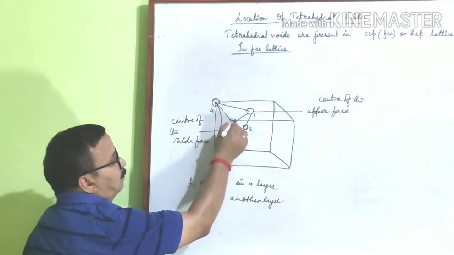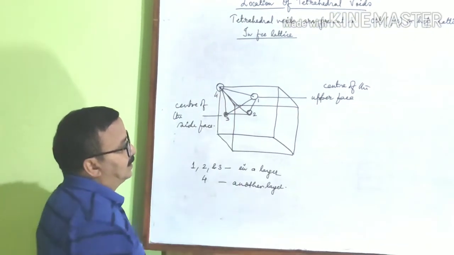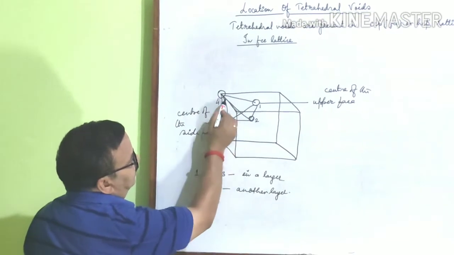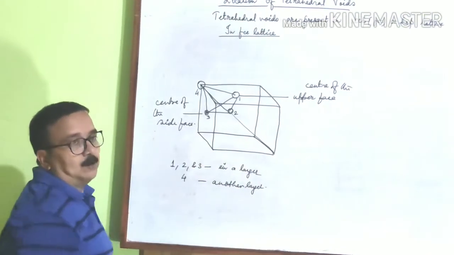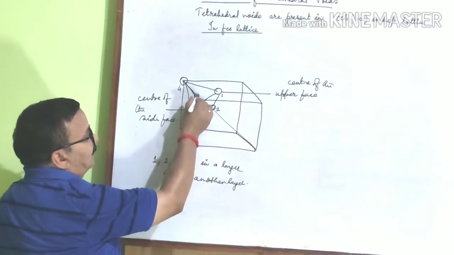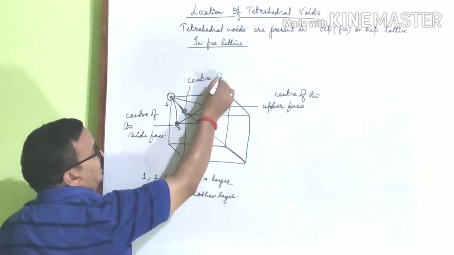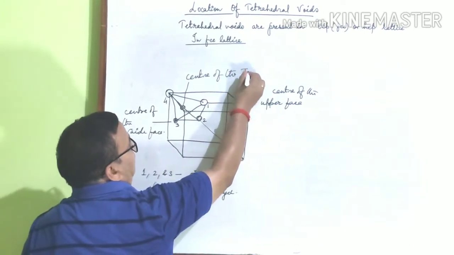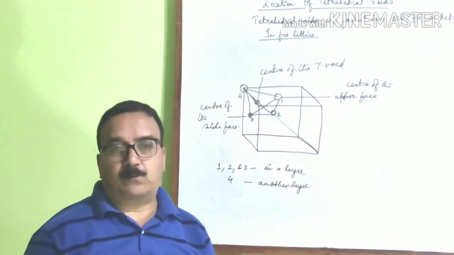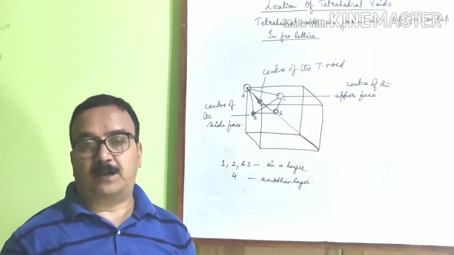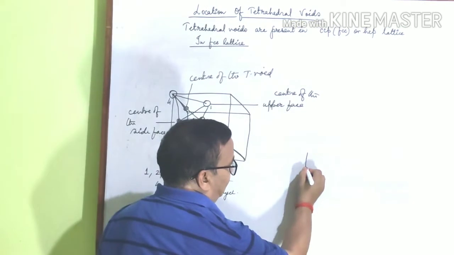The center of this tetrahedral void is at the center of the body diagonal. This is the body diagonal. The center of this tetrahedral void is present at the body diagonal. So this is the center of the tetrahedral void. So we observe that one tetrahedral void is formed at the body diagonal. Similarly, we draw another unit cell.